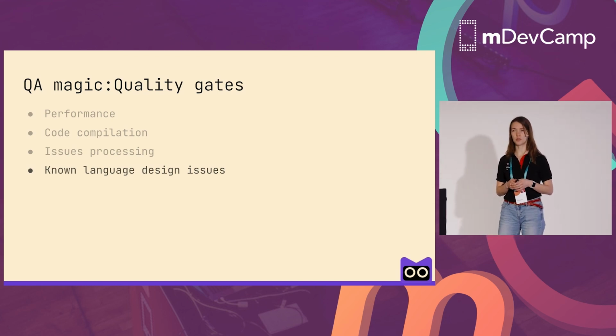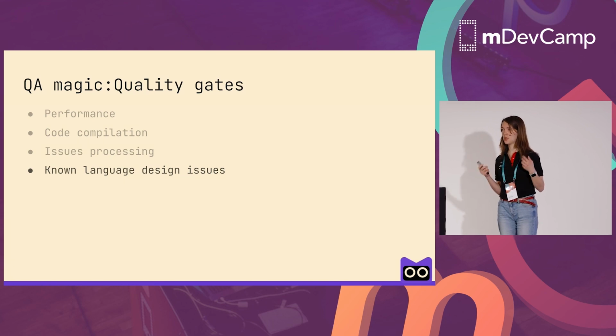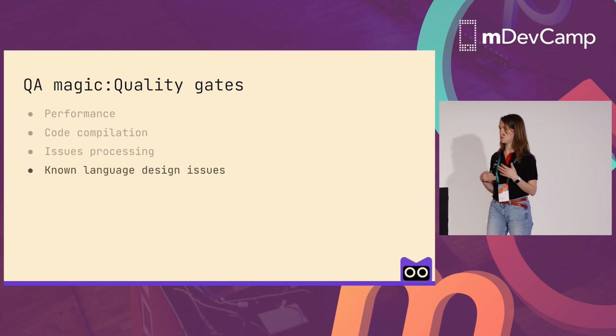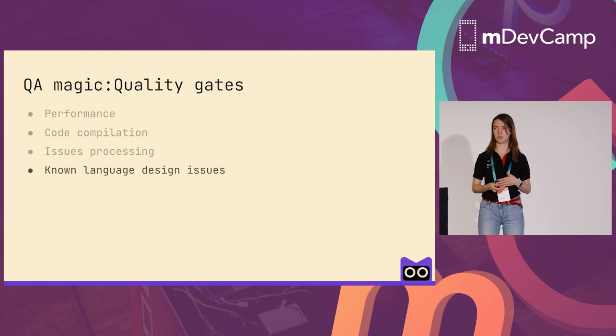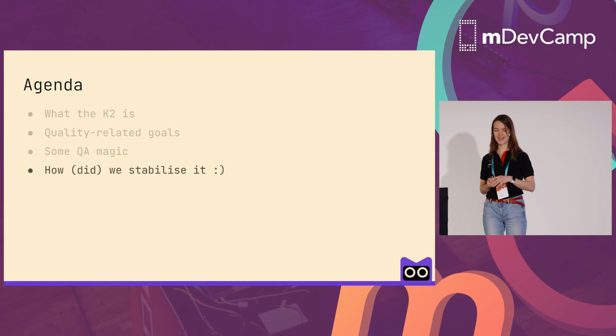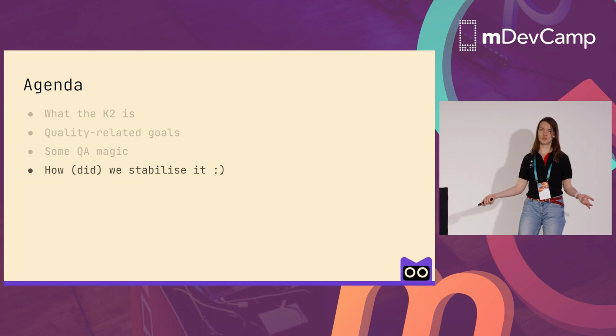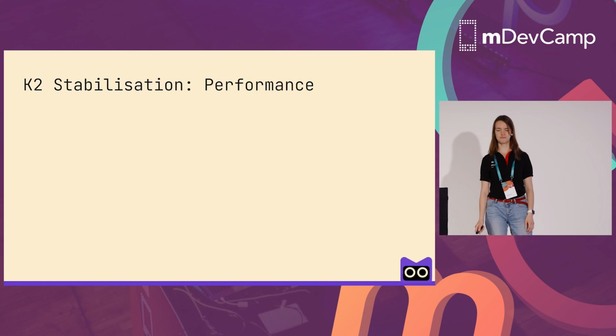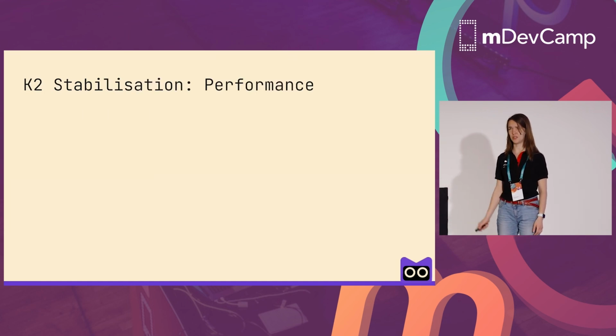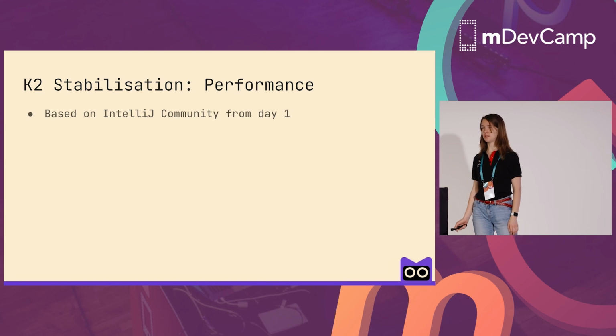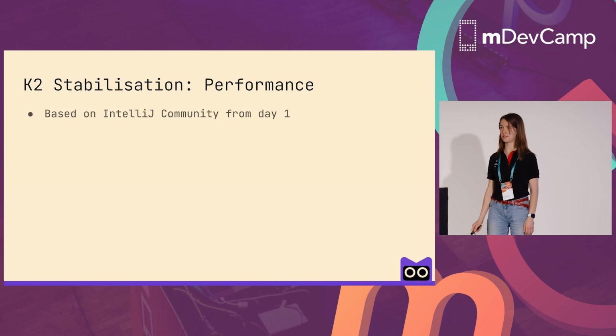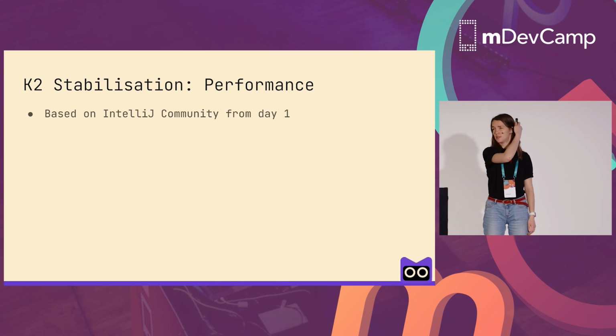And of course, it's a major version of the language. We have taken care of some language design issues. And this is where QA comes really into play, because when you have complicated language design issues and you're changing something, you have to make sure that it works better now for all the users. So the most interesting part, how do we stabilize it? Performance, the easiest one actually, because from day one we had those benchmarks based on IntelliJ community. I guess this is an instrument which is known by most of you.